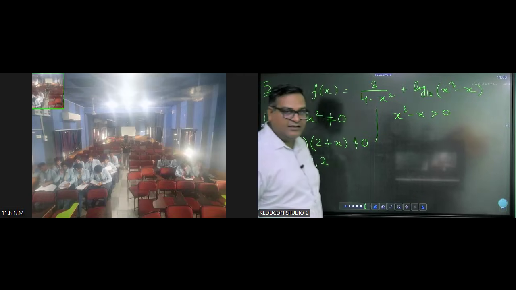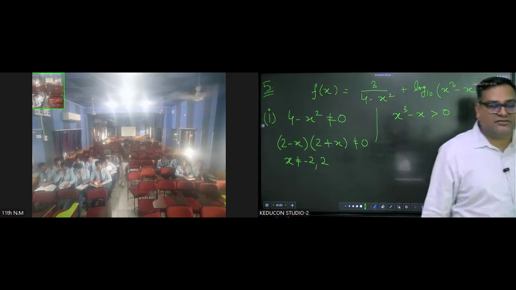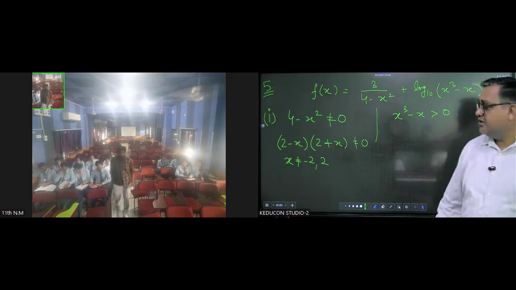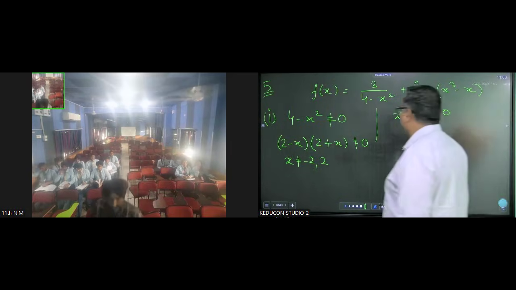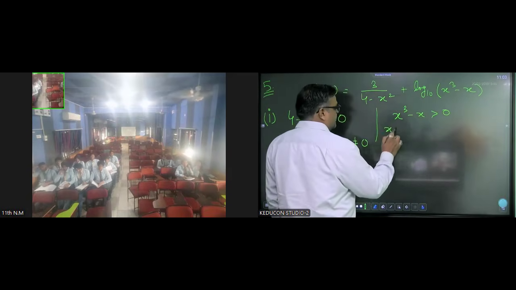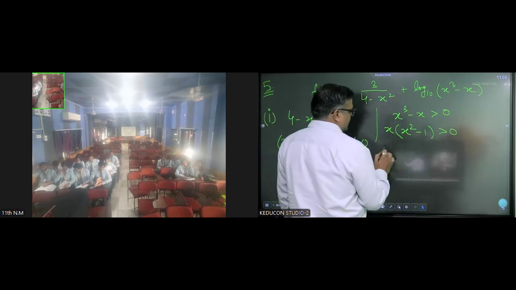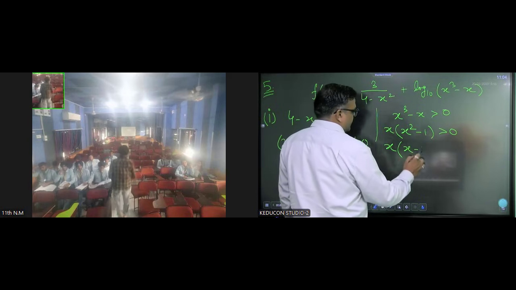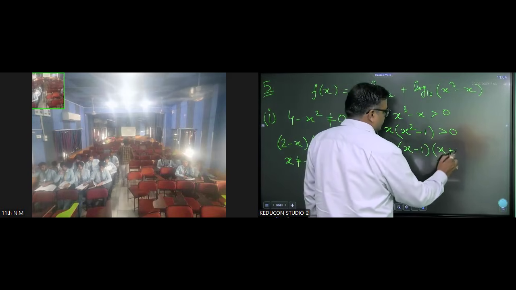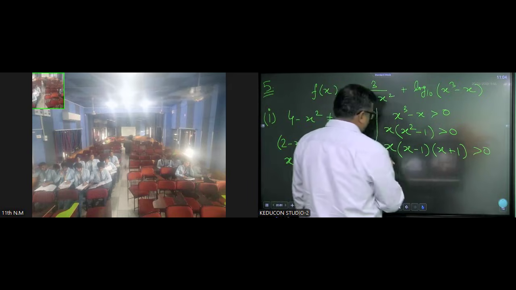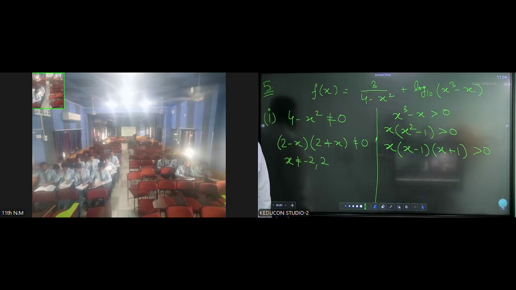Is it clear? Is it clear or not? Yes. Now comes to this inequality. How to solve this? Now this is x square minus 1. So we have x minus 1, x plus 1 greater than 0. Now how many points we have got from here? 0, minus 1 and 1.